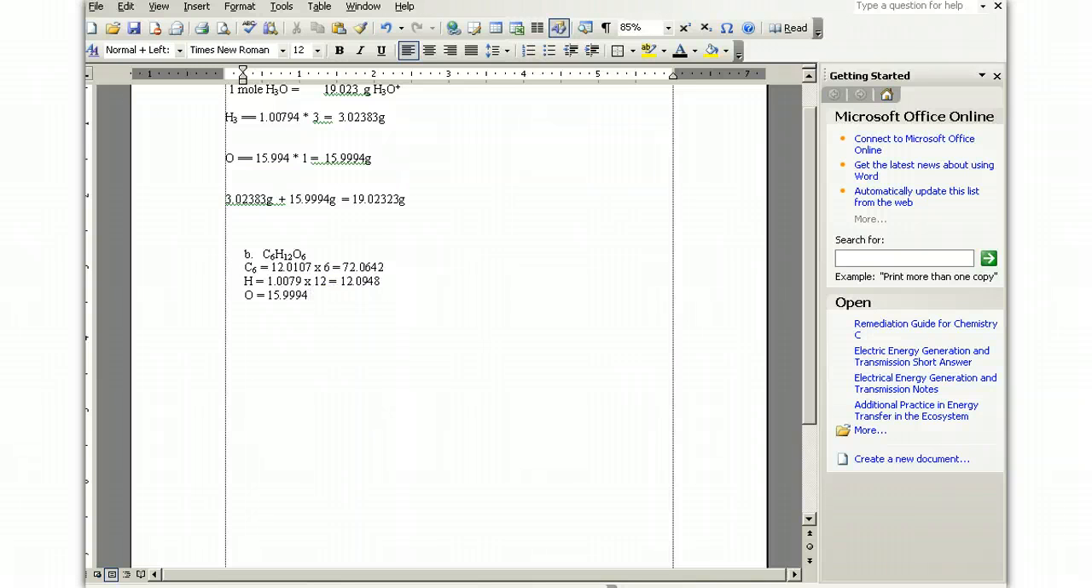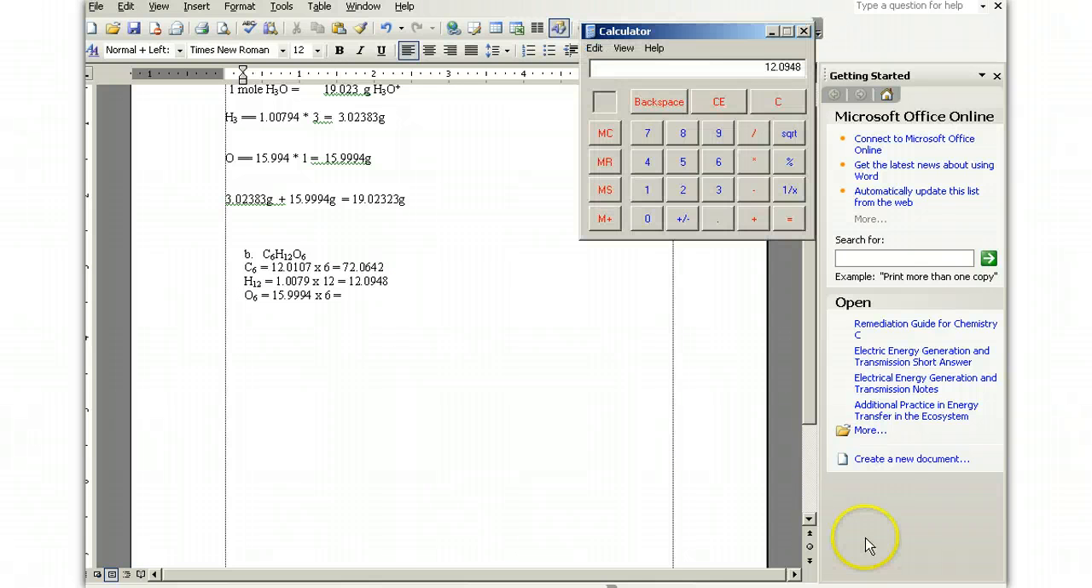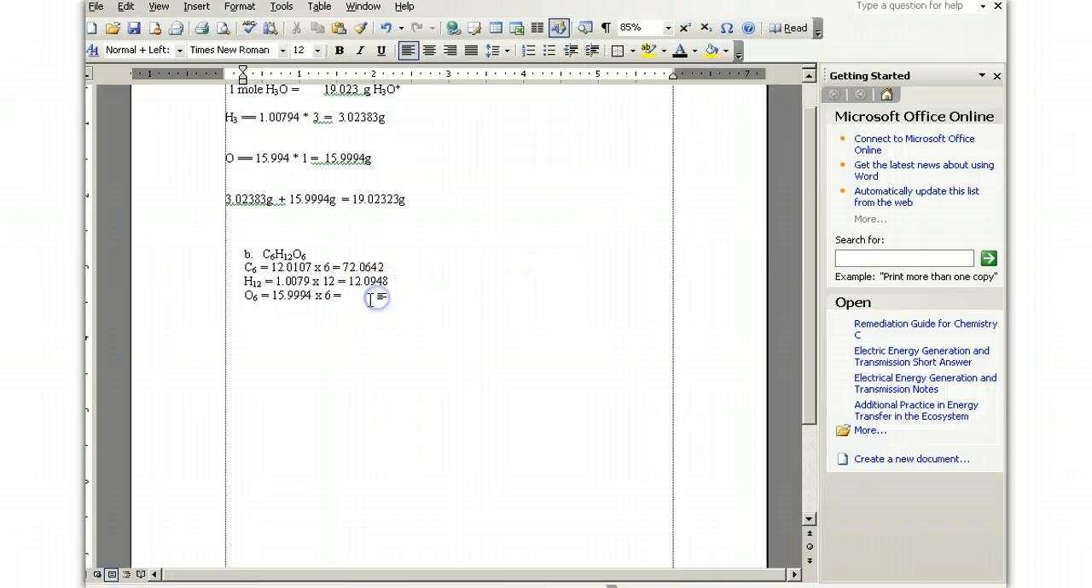And oxygen, we are going to multiply by 6. Oops, I've been forgetting to keep up with my subscripts. Okay, so you got 12 there, which is why we multiplied by 12, and 6 here. So 15.9994 times 6 gives us a total of 95.9964.